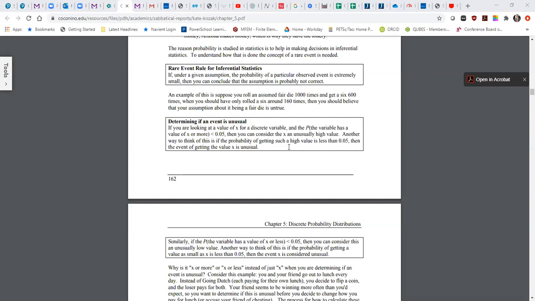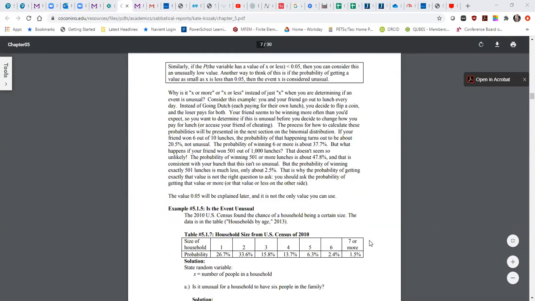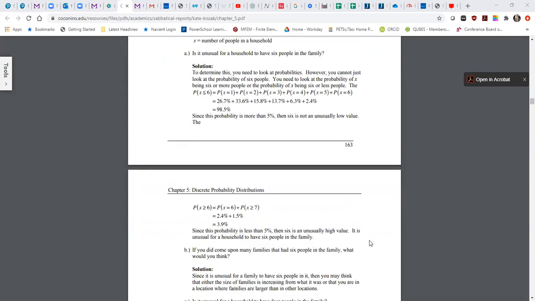Okay. So if the probability is less than 0.05, you consider the event unusual. Yeah, you will find it in the problems in MyOpenMath. For example, like this one, because it's less than 5%, 6 is an unusual high value.